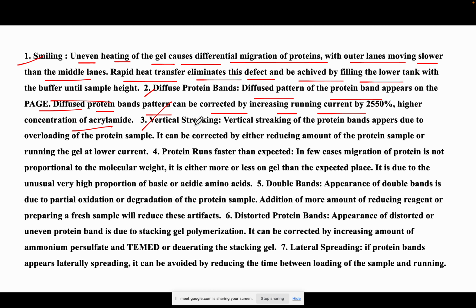Another problem is vertical streaking. Vertical streaking of the protein bands appears due to overloading of your protein sample. It can be corrected by either reducing the amount of protein sample or running the gel at lower current. Okay, protein runs faster than expected. In a few cases, migration of protein is not proportional to the molecular weight.